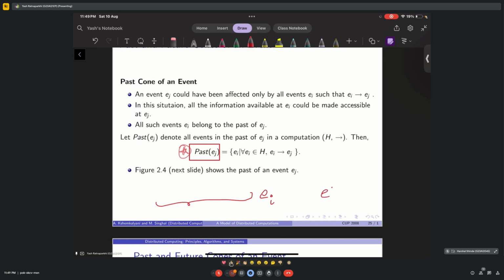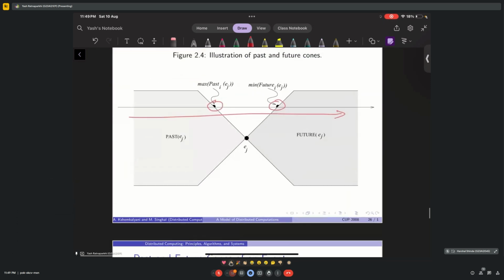Past of EJ is equal to all EI, where EI has an effect on EJ. मतलब EJ बाद में ही होगा. In this case, if we say Lamport's rule, it says EI happened before EJ. So if I say past of EJ, it will be all the EIs from I equal to 0 to N. This will be called the past of EJ. Correct है ये? Are you able to understand this thing? Yes. Anyone who is not able to understand this? Okay, cool.